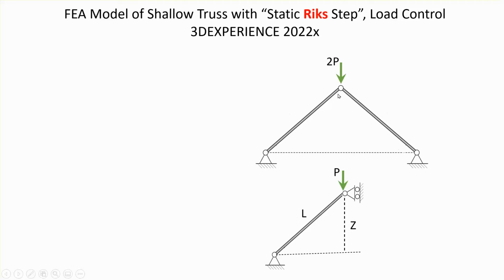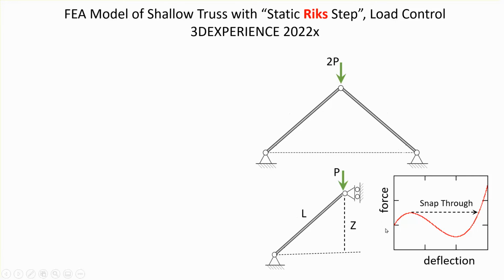So what you want to do today is to solve the same problem without a spring, however, as a static Riks step and load control. And the reason, of course, is that sometimes displacement control is not feasible, and therefore you have no choice but to apply the load, specify the load, and that being the case, you can't do it as a static step, you have to do it as a static Riks step.